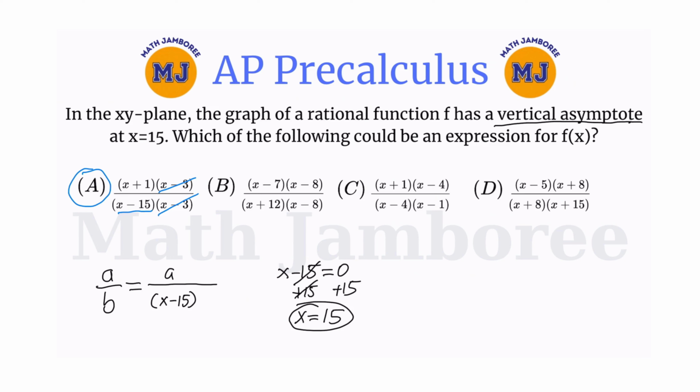In choice B, we don't have x minus 15 in the denominator. We go ahead and eliminate choice B. Same thing happens with choice C. We don't have x minus 15 in it. In choice D, we don't have x minus 15. We have x plus 15, but it has nothing to do with x minus 15. So the correct answer for this specific question, again, is choice A.